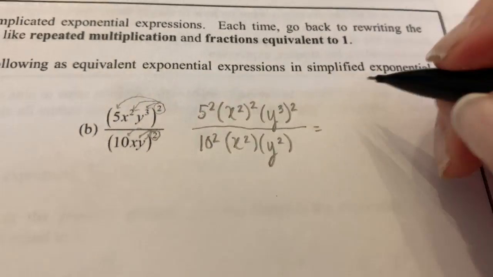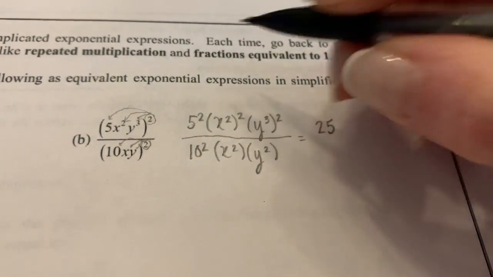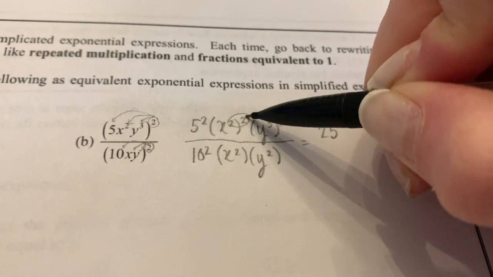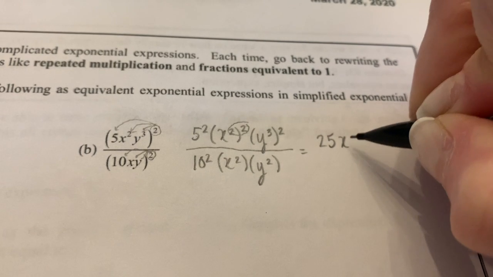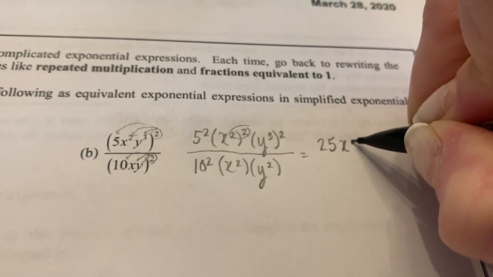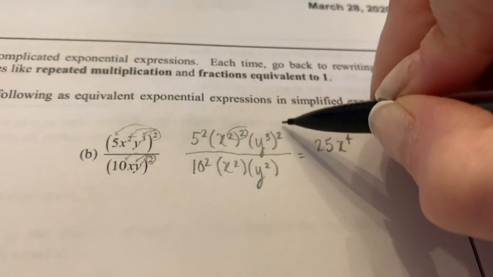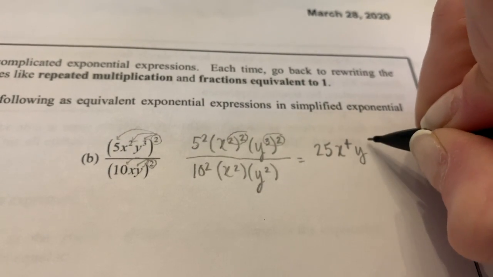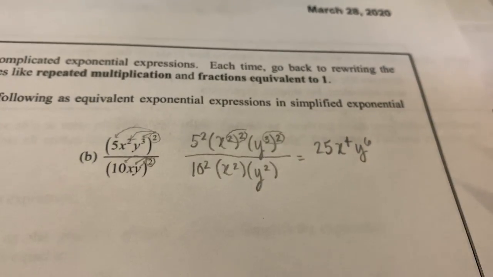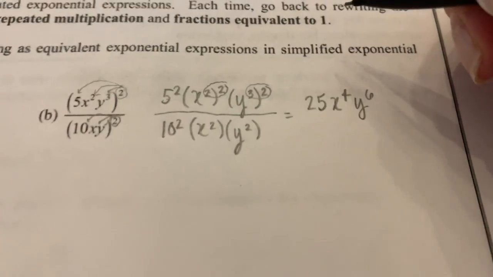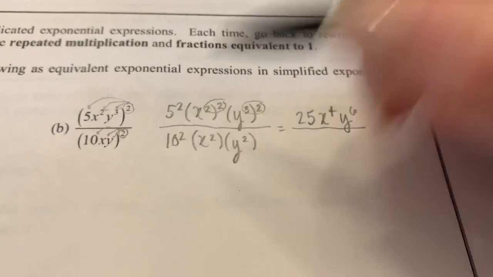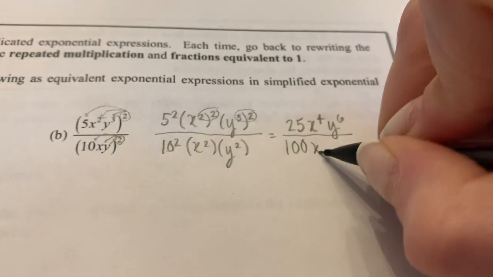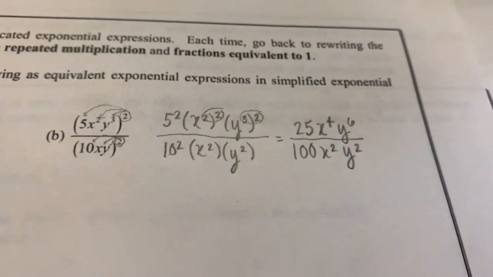So 5 squared is 25, right? X squared squared, that's the power to a power rule. So I keep my base and multiply the exponents. So that's going to be x to the 2 times 2, which is x to the 4th. And then y, same thing, keep the base, multiply the exponents. So that's y to the 3 times 2, which is y to the 6th. Much nicer now, right? And in the bottom, I have 10 squared, which is 100. And then x squared and y squared.